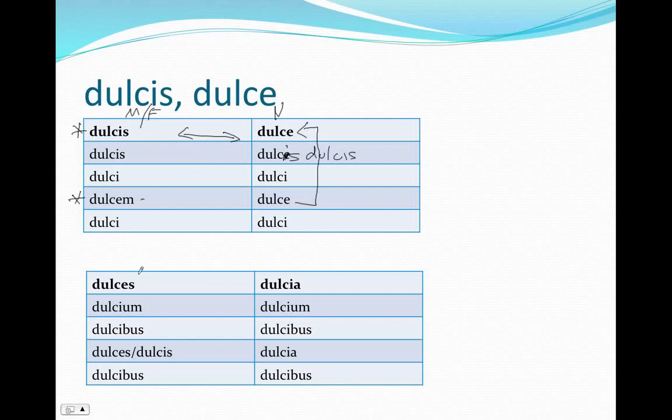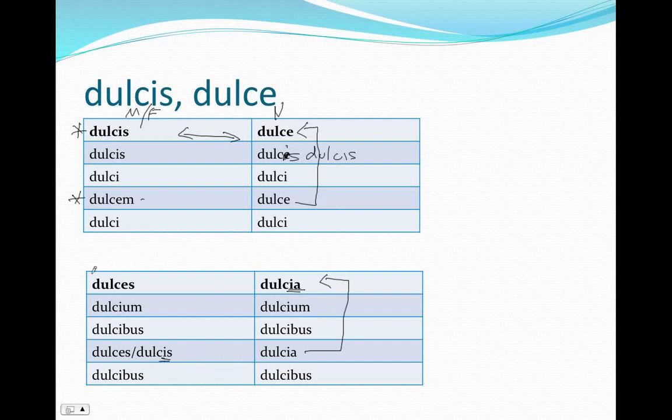Then we move on to the plural. We get dulces, dulcia. We'd expect this ia, since it's an I-stem. Genitive, dulcium, dulcium. Dative, dulcibus, dulcibus. Accusative, dulces or dulcis. Remember, it's an I-stem. Dulcia, because it has to be the same as the nominative. And ablative, dulcibus, dulcibus.